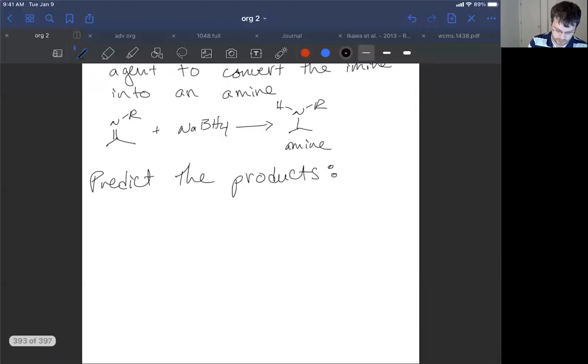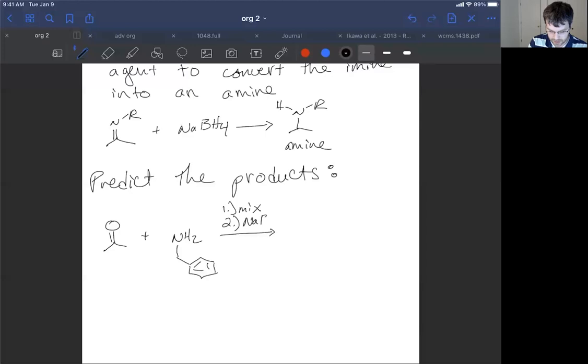For if we had carbonyl plus some amine, let's go ahead and throw a benzene on here. We're going to do step 1, we're going to mix those two together. That's going to be our condensation reaction. In step 2, we're going to add NaBH4, okay, or we could write then NaBH4, implying that's what's last. And at the end of this all, step 3, we're going to have H plus workup.